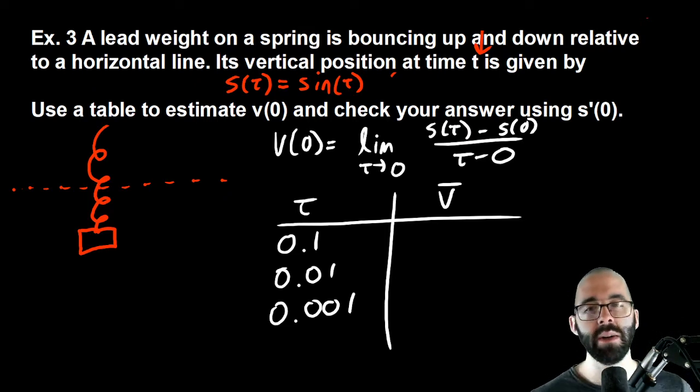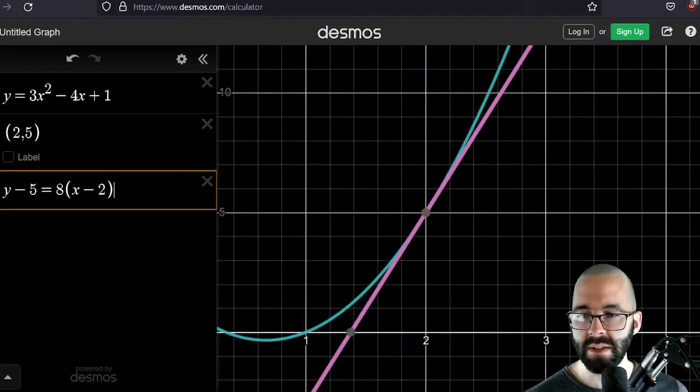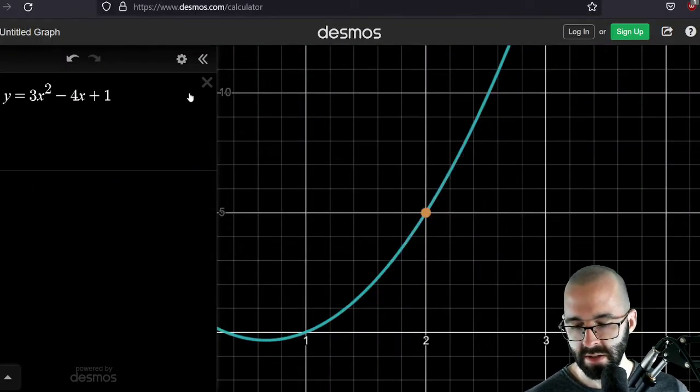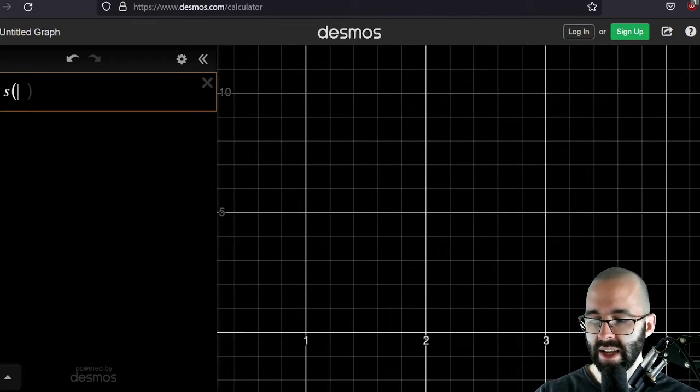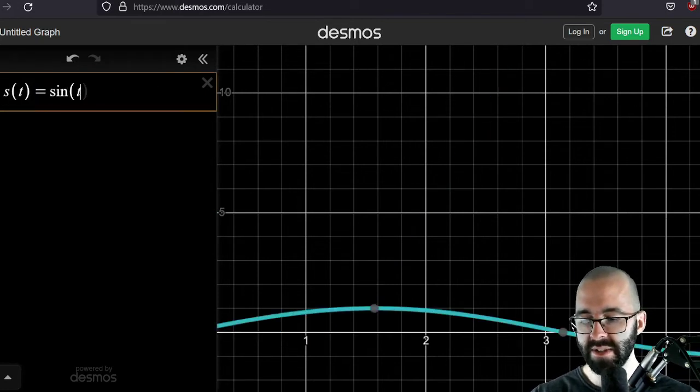So whenever you have to plug in a bunch of numbers, it can be a really good idea to use Desmos. Okay? So if I pull up Desmos, let's say s of t is equal to sine of t.